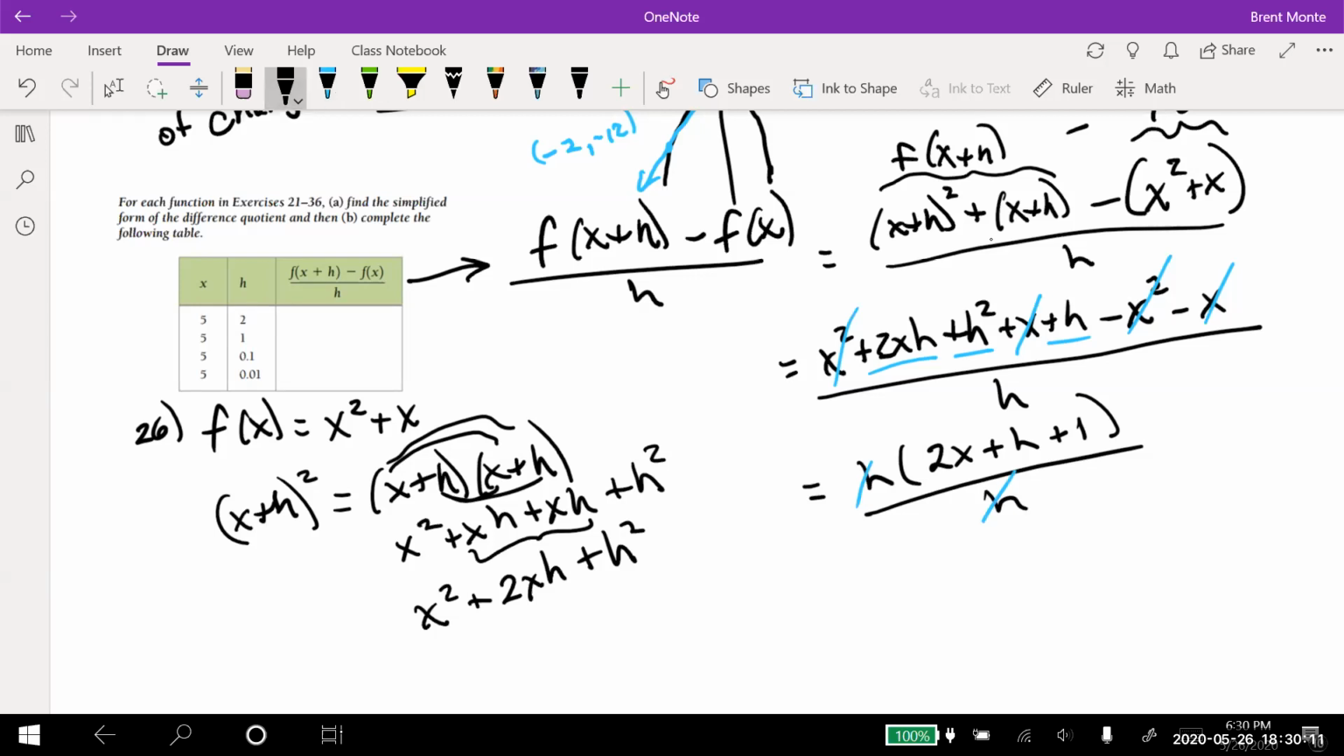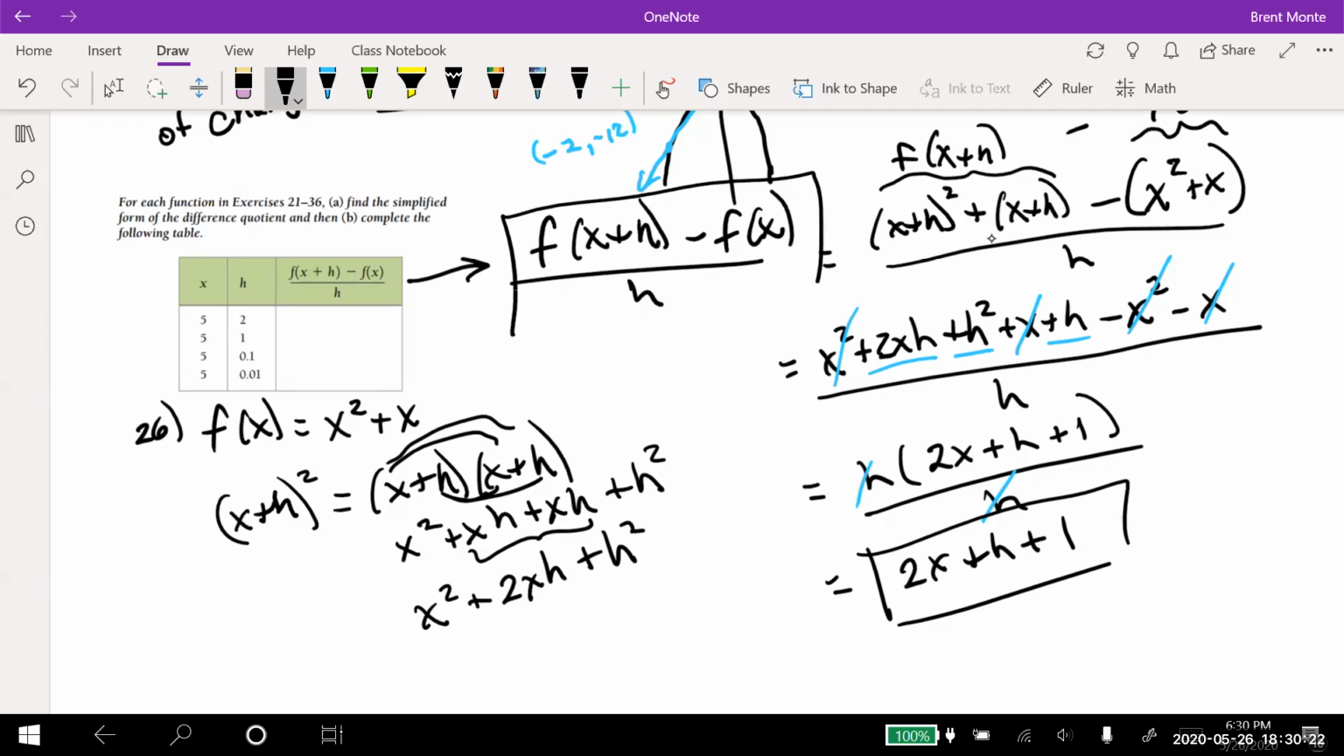And so my simplified form of the difference quotient is 2x plus h plus 1. That came from my f of x plus h minus f of x over h. That's my simplified difference quotient, and what it represents, remember that f of x plus h minus f of x over h is the slope of the secant line, or the average rate of change. The 2x plus h plus 1 is a formula for the average rate of change, or the slope of the secant line.